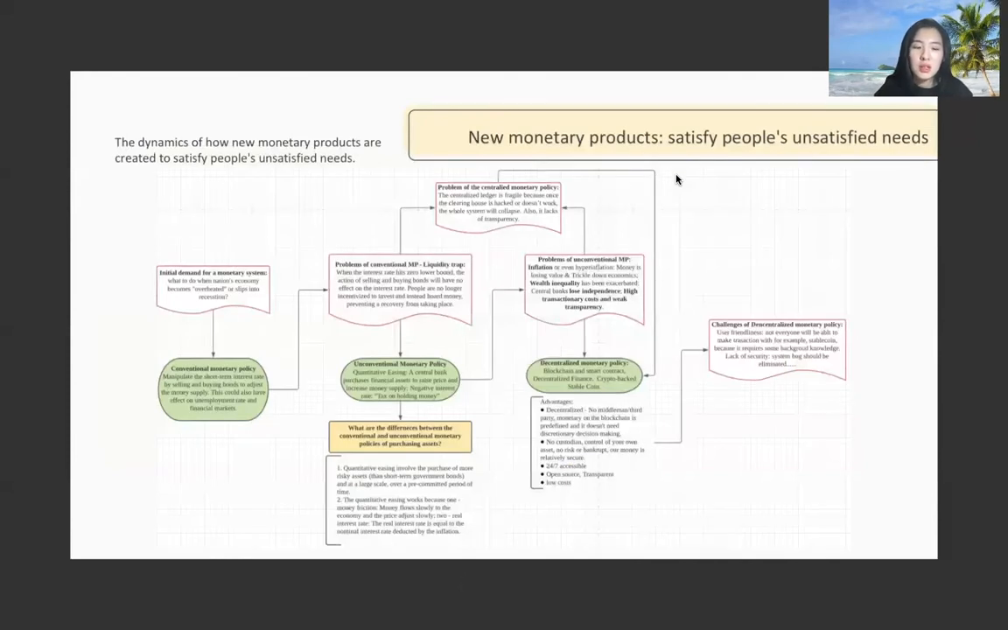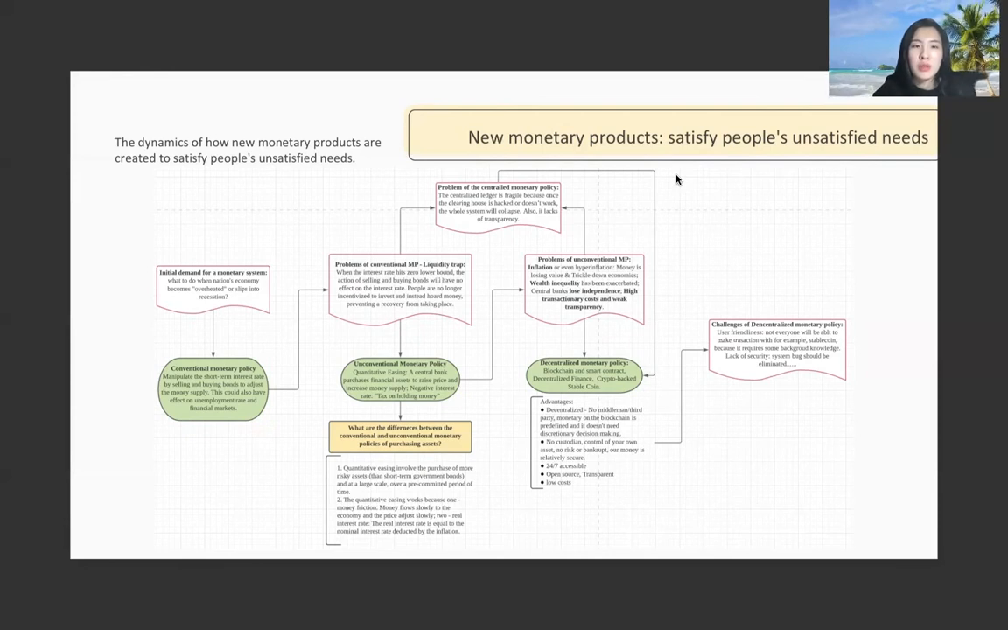This is the diagram I drew to show the development of monetary policies. We know that a nation's economy can become overheated or slip into recession. So we have this initial demand for a monetary system. And there come conventional monetary policies. The idea is that a central bank can manipulate the short-term interest rate by selling and buying bonds to adjust the money supply. And this could also affect the unemployment rate and other financial market factors.